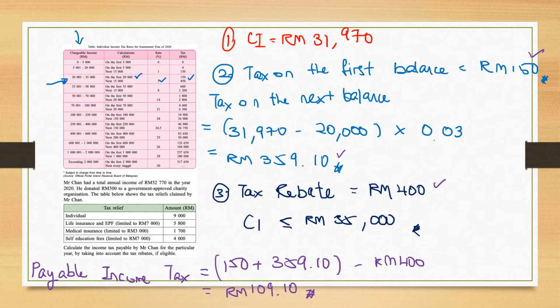Now moving on, we're gonna look at another two scenarios where you also need to calculate your chargeable income, your tax amount, your tax on next balance, your tax rebate, as well as payable income tax. This is the general view. These are just general questions. It does not take into account another two methods, which is monthly tax deduction as well as your joint separate tax assessment.